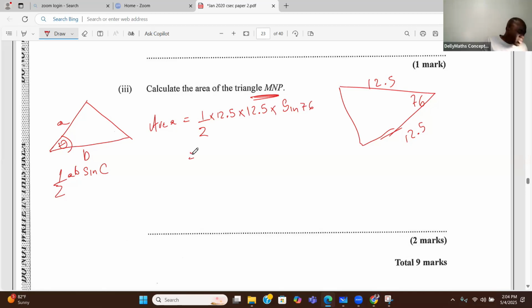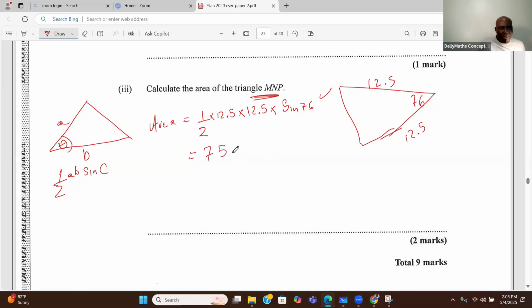A half means 1 divided by 2 or 0.5. It's up to you, right? Times 12.5 times 12.5 times the sine of 76. Press equal. You don't have to do any form of stuff. This is the setup. This is working out for CXC.